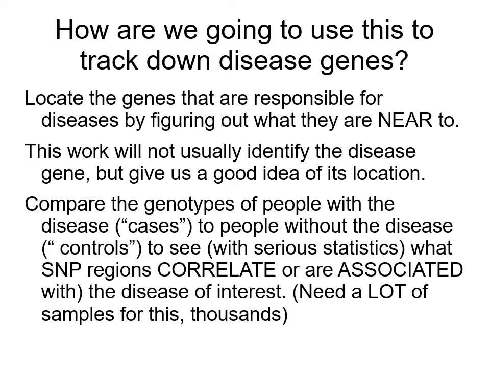So most of the early studies, at least, involved comparing the genotypes of people with the disease, those are cases, to people without the disease, or controls. Now this has been extended to other types of phenotypic variation, but many studies are done by this case versus control design. Because the idea is to figure out which allele of which SNPs are correlated or associated with a particular disease. And to do this, you need apparently thousands of samples to get it right.